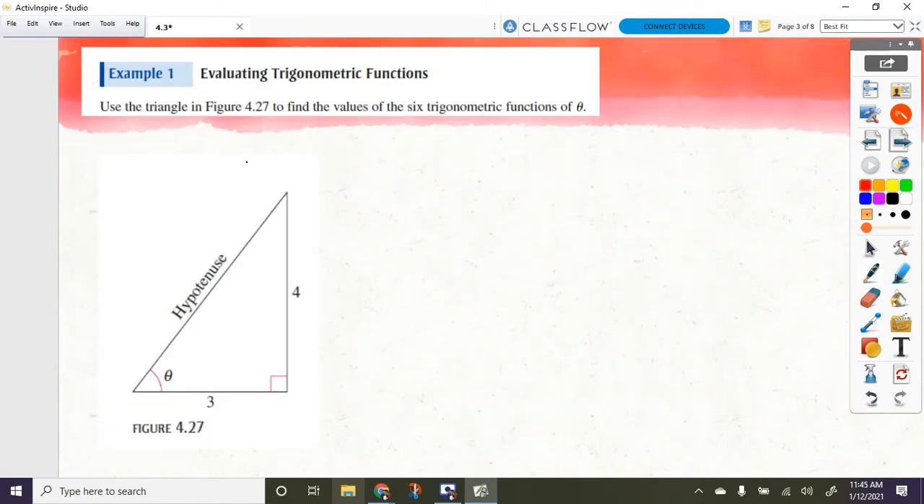Alright, so let's look at this example. It says use the figure to find the values of the 6 trig functions of theta. So it gives me a triangle, and it gives me 2 of my legs as 3 and 4. Can anyone tell me what my last leg or the hypotenuse is? How do we know that it's 5? The 3, 4, 5 thingy. Yes, it is a 3, 4, 5 triangle, which is one of our special ratios.